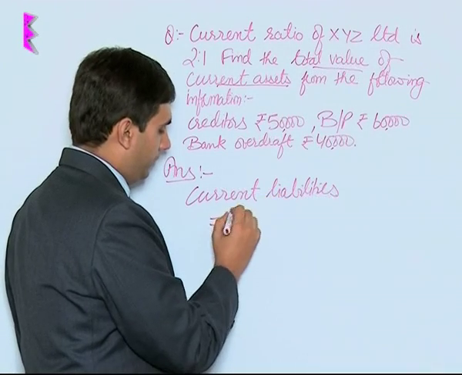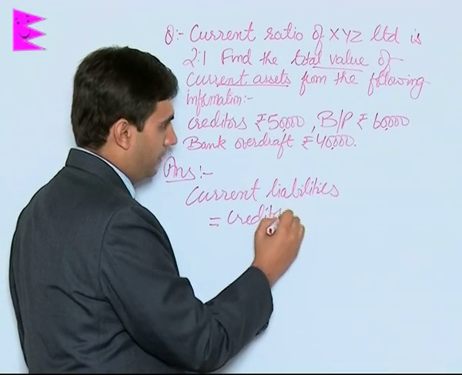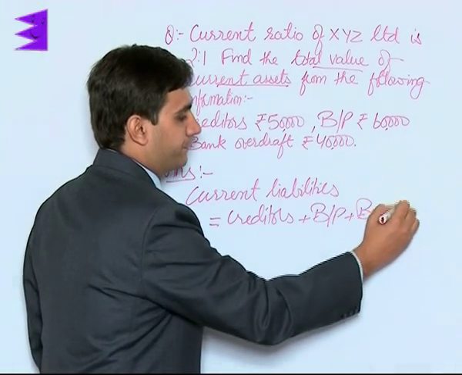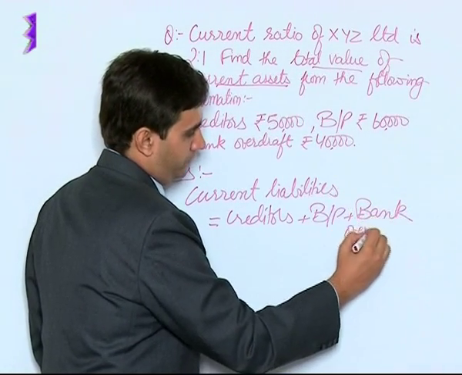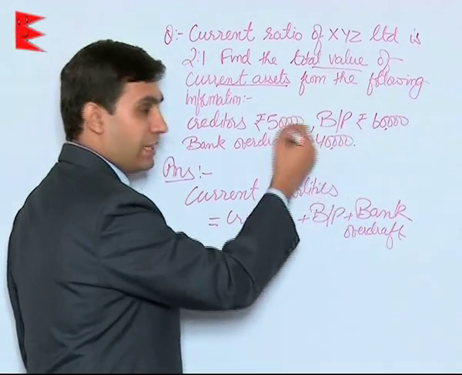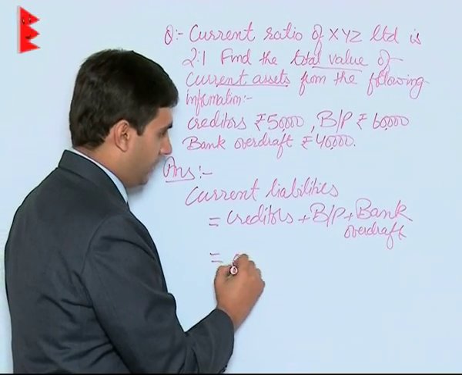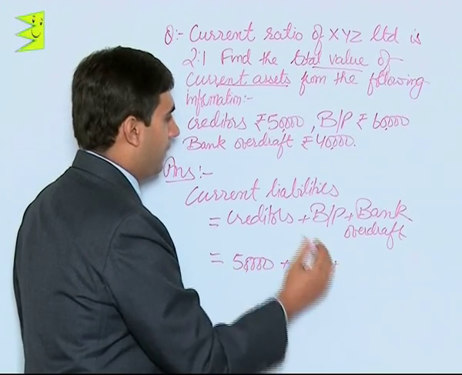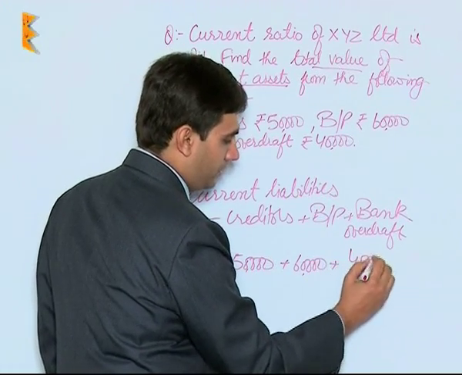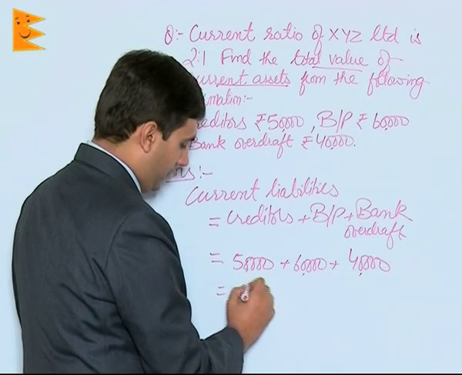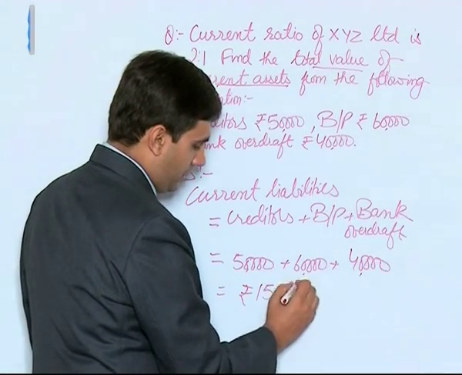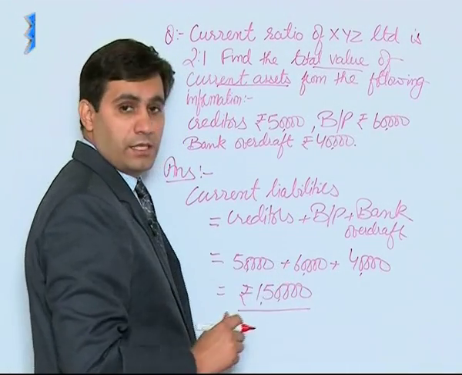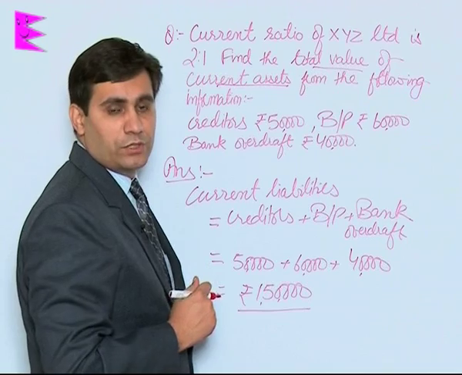Current liabilities include creditors, bills payable and bank overdraft. The values are given here, which we can take as 50,000, 60,000 for bills payable and bank overdraft is worth rupees 40,000. So the total comes to rupees 1,50,000. So now students, current liabilities are equal to 1,50,000.